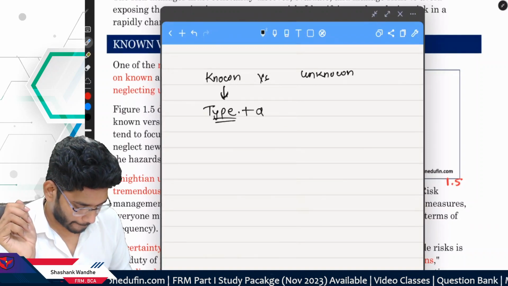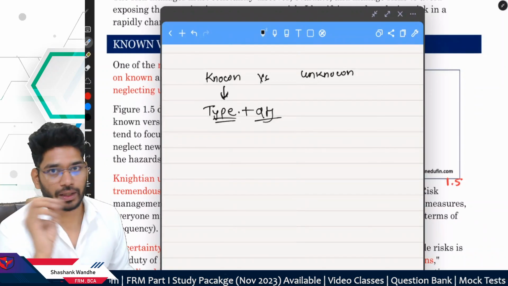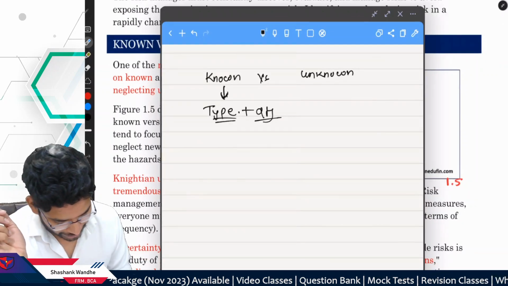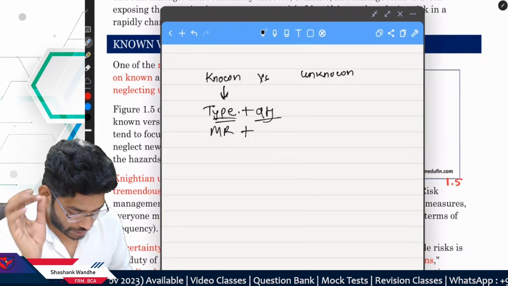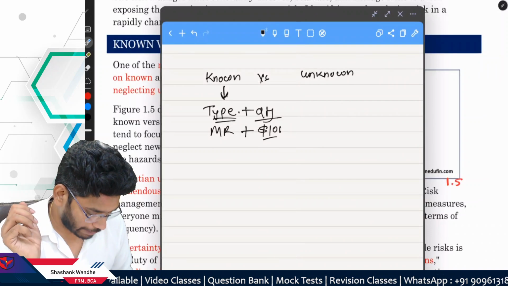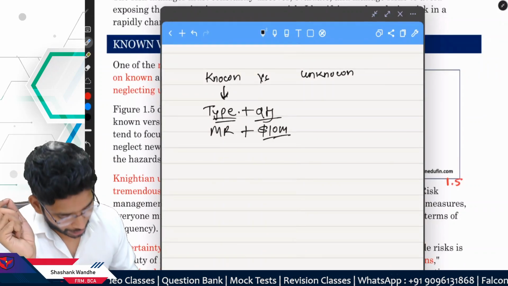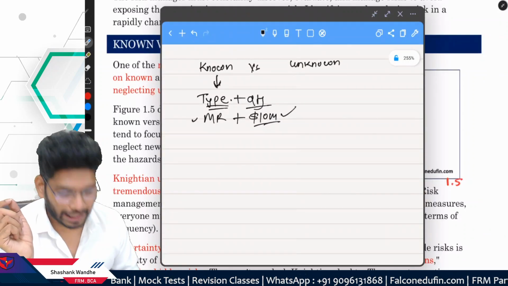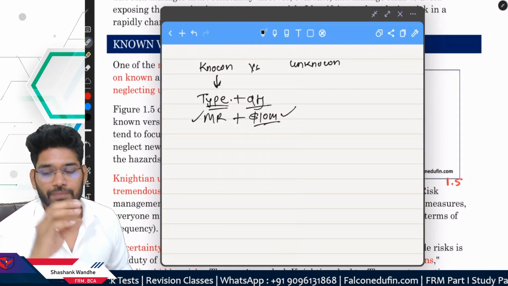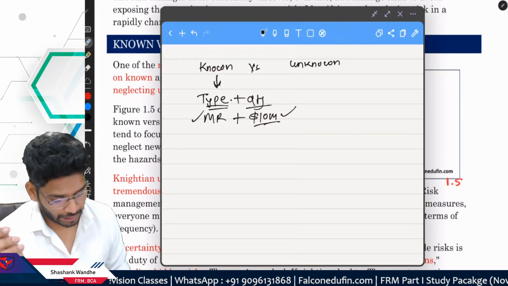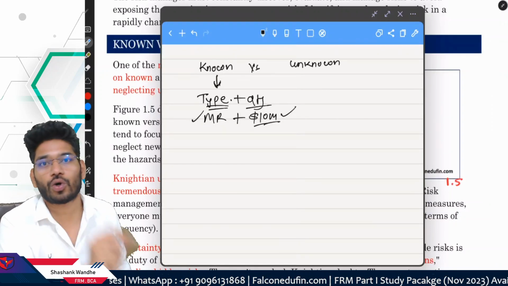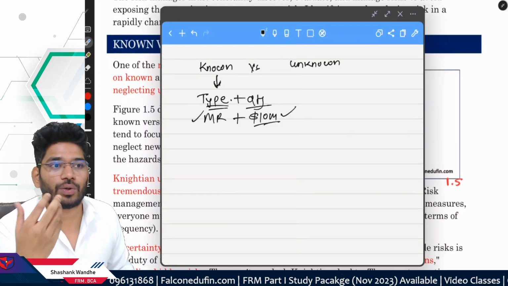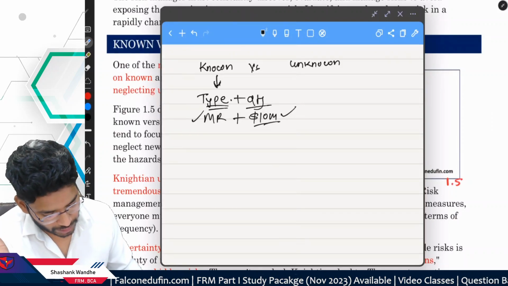Now what is the type and quantity? So I know I'm exposed to, as a bank, I'm exposed to market risk, which is worth say $10 million. 10 million worth of risk. So I know the quantity and type. So this is your known. Okay. So I know the risk, I know the quantity. There is a possibility that I know the risk, but I don't know the quantity, right? There is also a possibility that I don't know the risk and I don't know the quantity. All are possible. Okay. So this is what is given here.